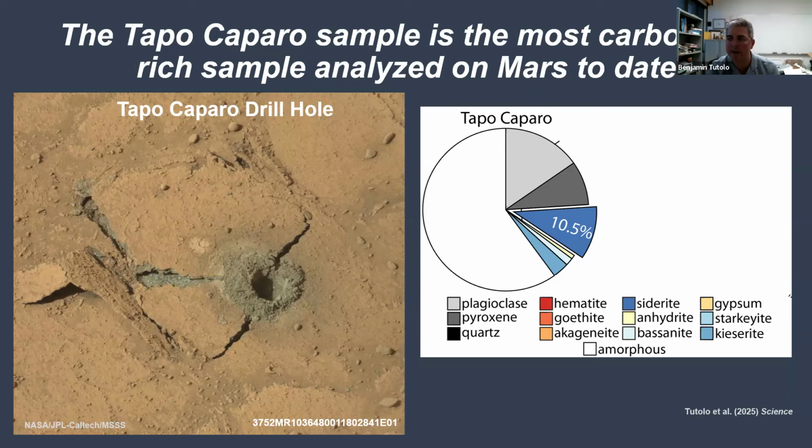The Topo Caparo sample is the most carbonate-rich sample analyzed on Mars to date. It's outlined here, so its mineralogy is on the right-hand side. The Topo Caparo sample contains 10.5 weight% siderite. And importantly, although we had suspected, based on mapping from orbit, that the magnesium sulfate unit would have contained abundant magnesium sulfates, here represented by kieserite and starkeyite, in fact, everyone on the mission, I believe, was surprised to find that it contained so much carbonate.